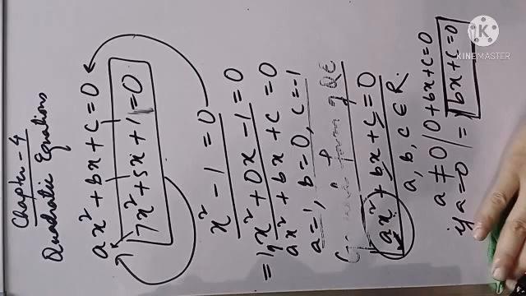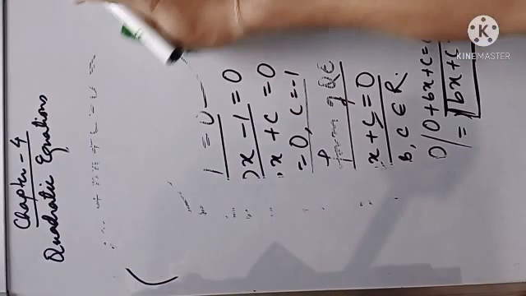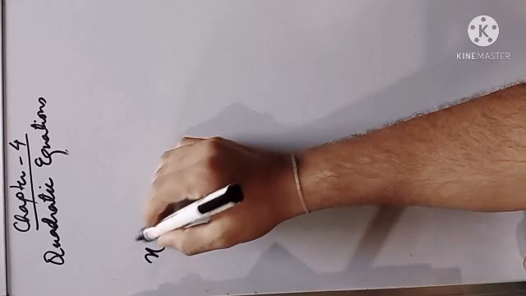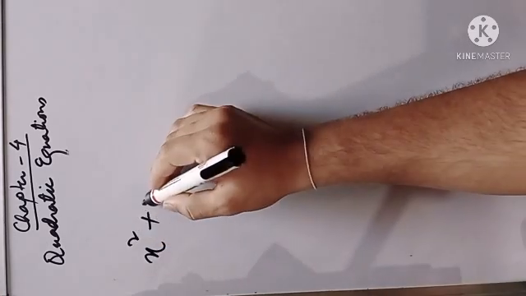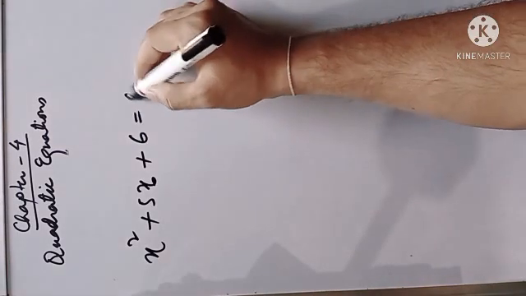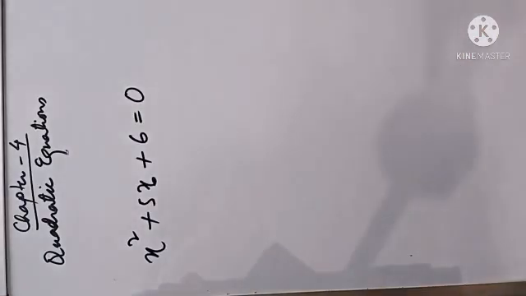Okay, so after this, let me come to the solution of the quadratic equation. We'll study afterward how to find the solution, but let me tell you the meaning. What is meant by solution? Let me write here one equation: x square plus 5x plus 6 equal to 0. This is a quadratic equation.